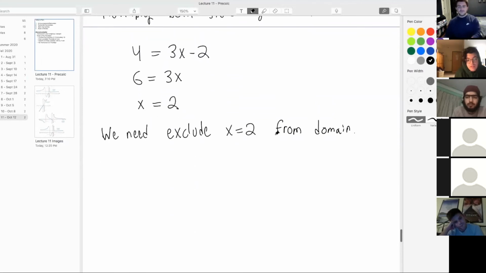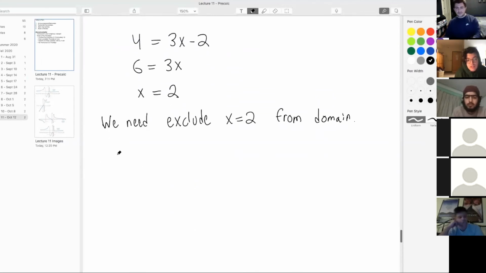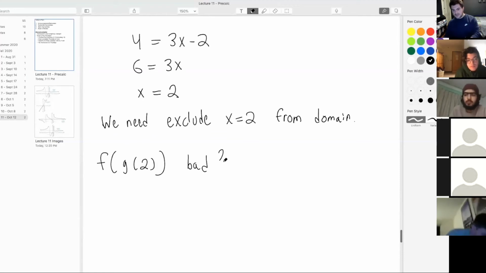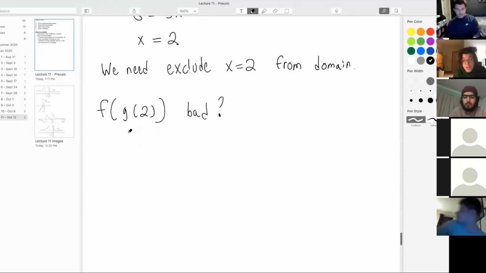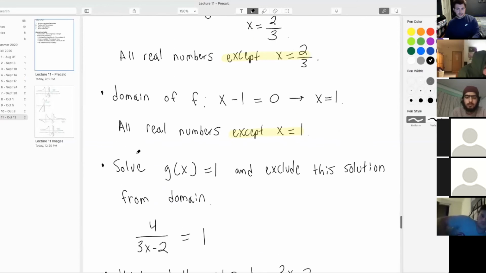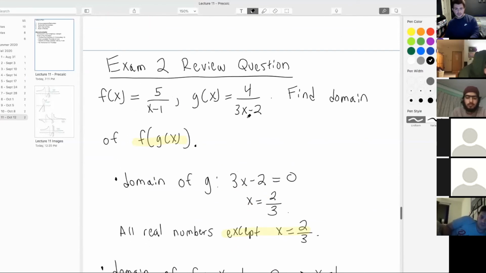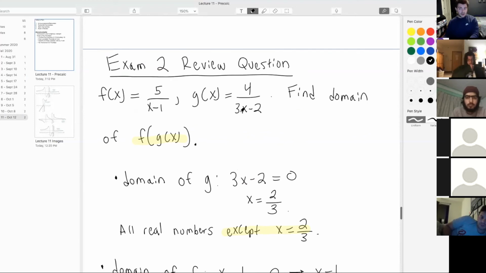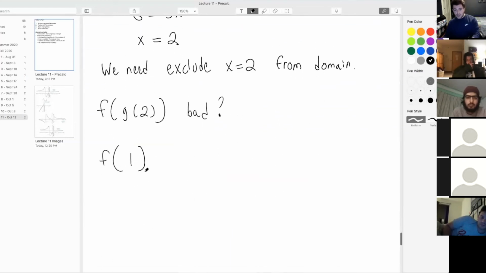So what happens if we plug x equals 2 into the composite function? What happens if we look at f of g of 2? Why is this bad? Well, let's see. We have f of g of 2. What is g of 2? If I plug 2 into g, I'll get 4 over 3 times 2 minus 2. So I'll get 4 over 6 minus 2, which is 4 over 4, which is 1. So that's f of 1. That's what g of 2 is. g of 2 is 1.